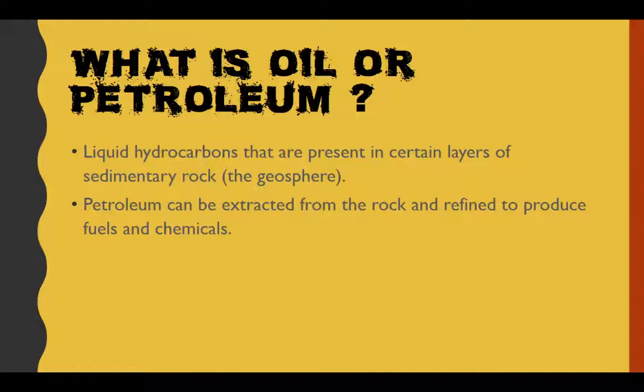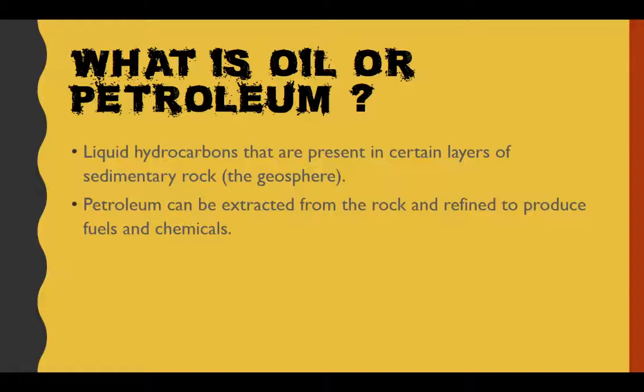Petroleum can be extracted from rock and refined to produce fuels and chemicals, like we saw in our little video yesterday when we were looking at the different things that can be refined out of petroleum. We looked at the fuels that we put in our gas tanks, so gasoline making up about half of it. We also take a look at things like rocket fuel. We have lubricants. There are a whole bunch of other products that can be produced by refining petroleum.